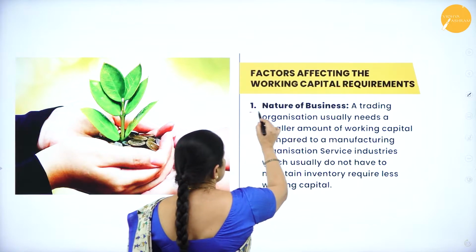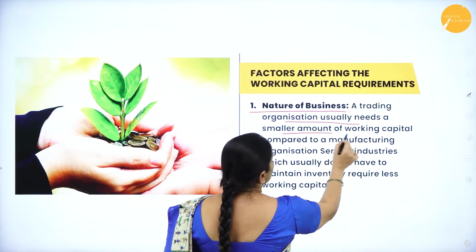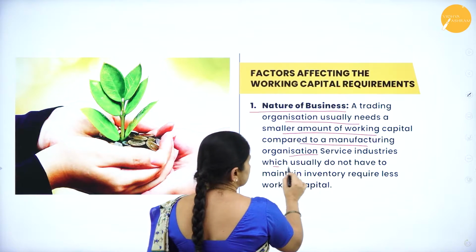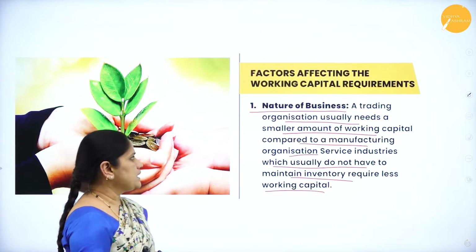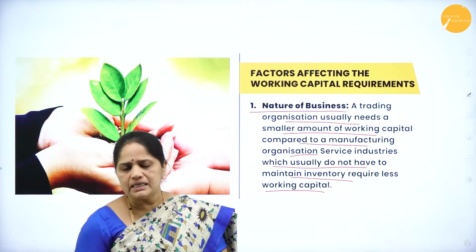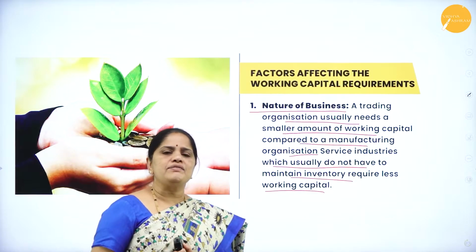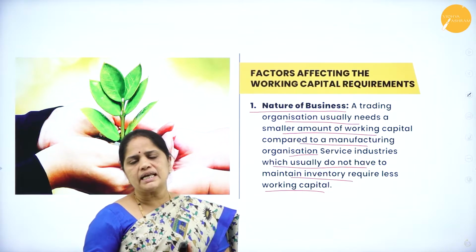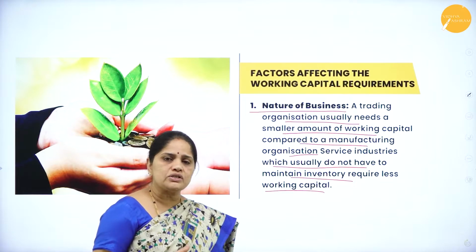As usual, the first factor is the nature of the business. A trading organization usually needs a smaller amount of working capital compared to a manufacturing organization. Service industries which usually do not have to maintain inventory require less working capital. Now, what is the nature of the business? The working capital requirement will be decided based on what kind of business the organization is running. If it is a manufacturing sector, it will require a huge amount of fixed assets. But if it is a trading concern, the amount of fixed assets will be less, as a result of which the working capital requirement also will be less.